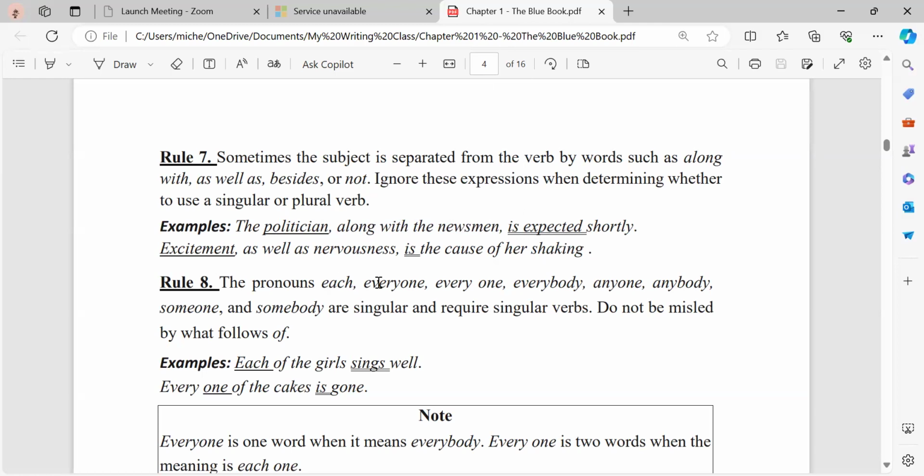And for the second example, we have: excitement as well as nervousness is the cause of her shaking. Basically, excitement and nervousness are kind of intangible, but we should exclude the word nervousness right here, because we should ignore words after "as well as" or "along with." So the main subject here is excitement. And since we already identified the subject, we should use "is" right here because it's singular.